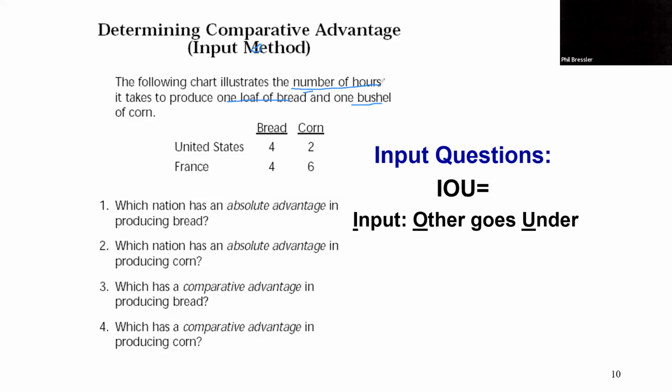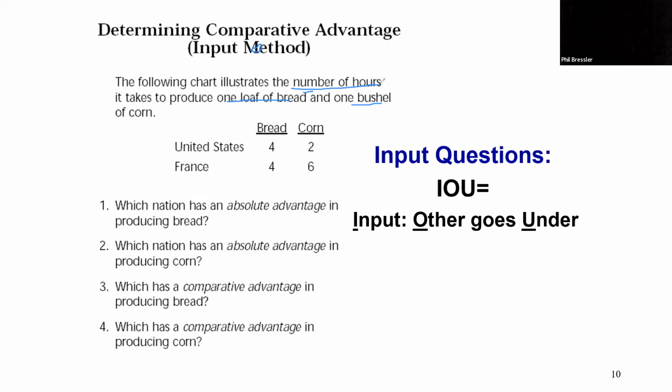So which nation has the absolute advantage in producing bread? Now, in this example, if it's an input question, I want the smallest number. So I'm going to pick, for bread, they're a tie, so no one has it. For corn, it's going to be the United States, because I'd rather produce a bushel of corn in 2 hours than 6. All right. Does that have anything to do with trade? No. That's just absolute advantage.